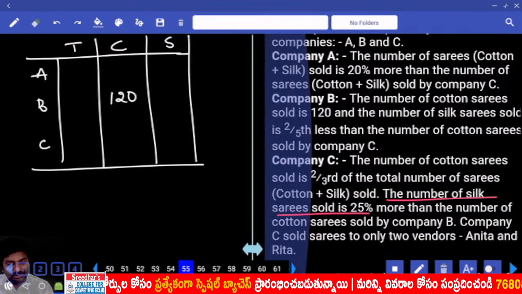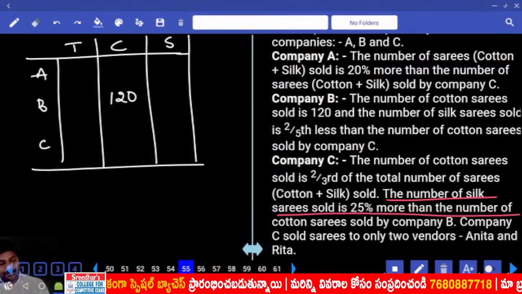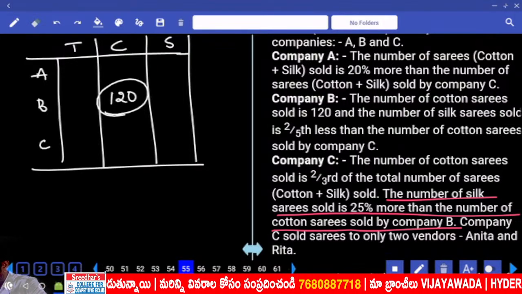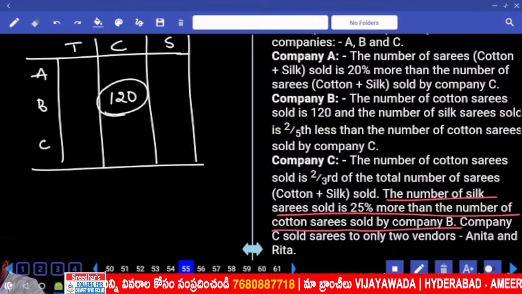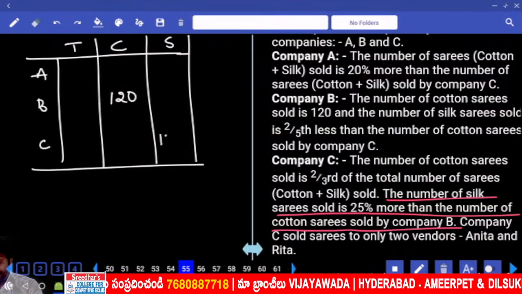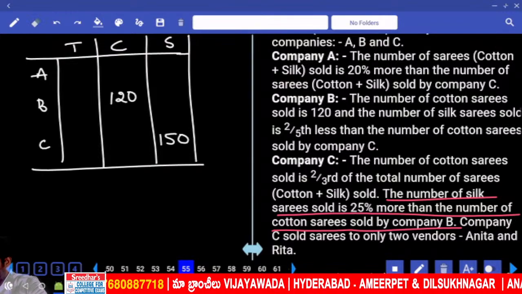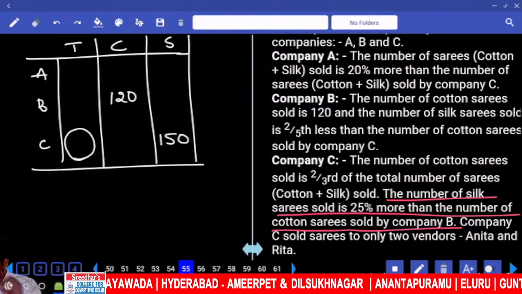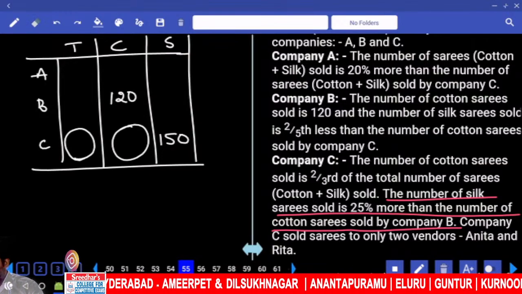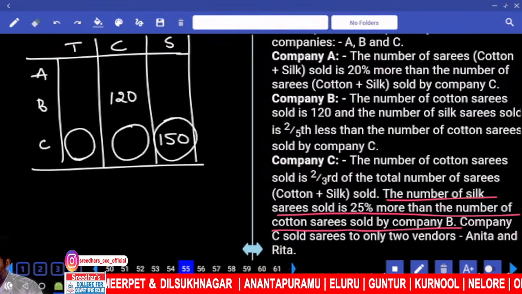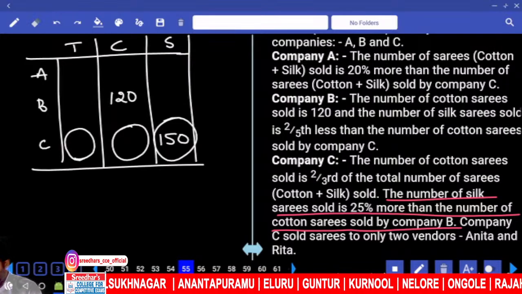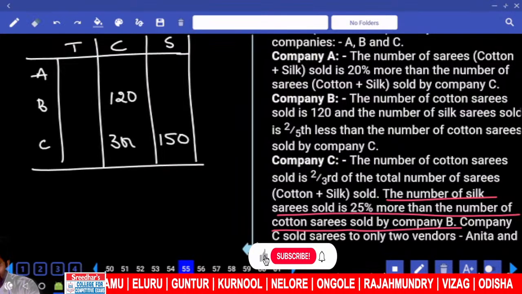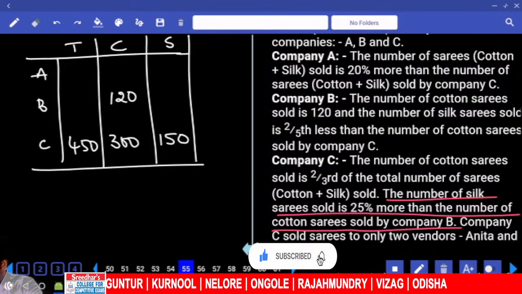Number of silk sarees sold is 25% more than number of cotton sarees sold by B. Cotton sarees sold by B, we already know, 120. 25%, 1/4, 30 more. 150 are silk sarees. Am I right? In company C, if total is 1, 2/3 are cotton, then 1/3 are silk. Cotton to silk ratio 2:1. 1 part is 150, 2 parts 300, total 450.